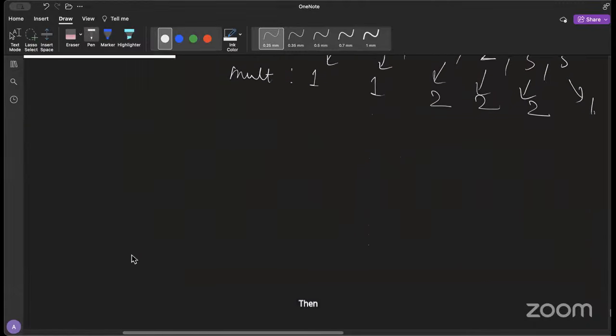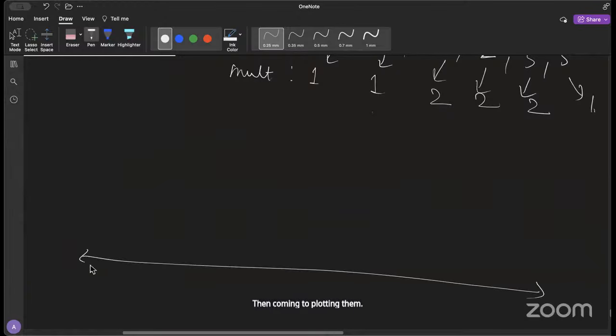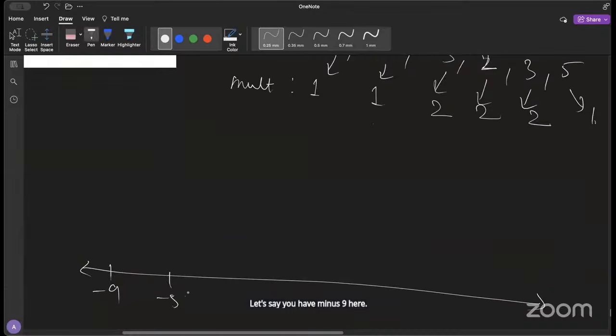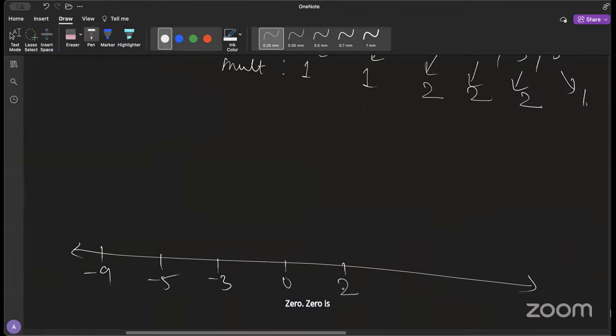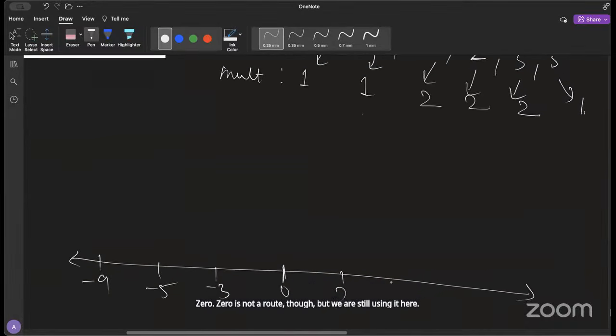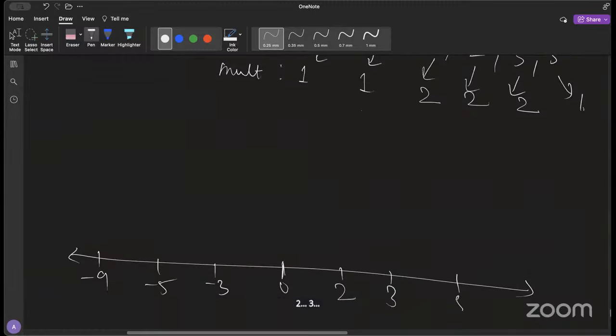Then coming to plotting them, let's say you have minus 9 here, then minus 5, minus 3, 0. 0 is not a root though, but we are still using it here. Then 2, 3, 5.